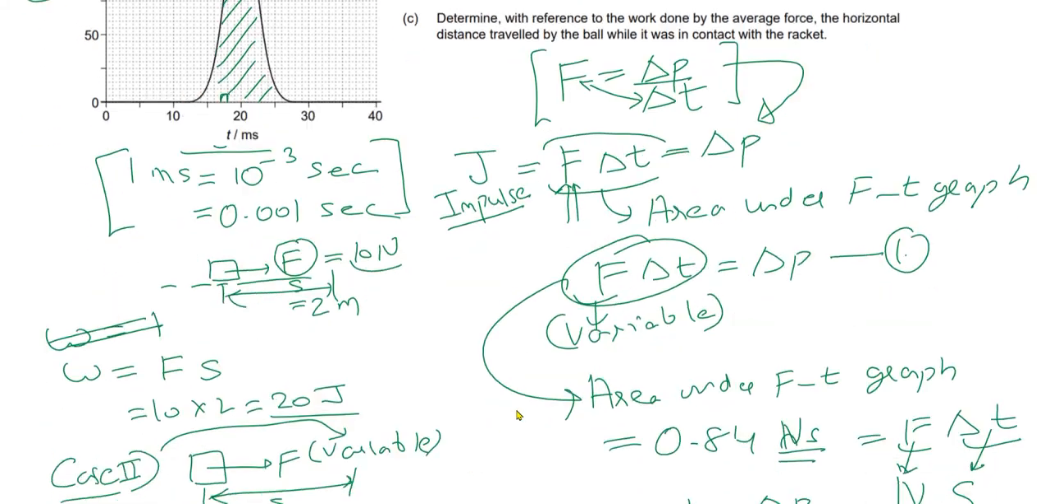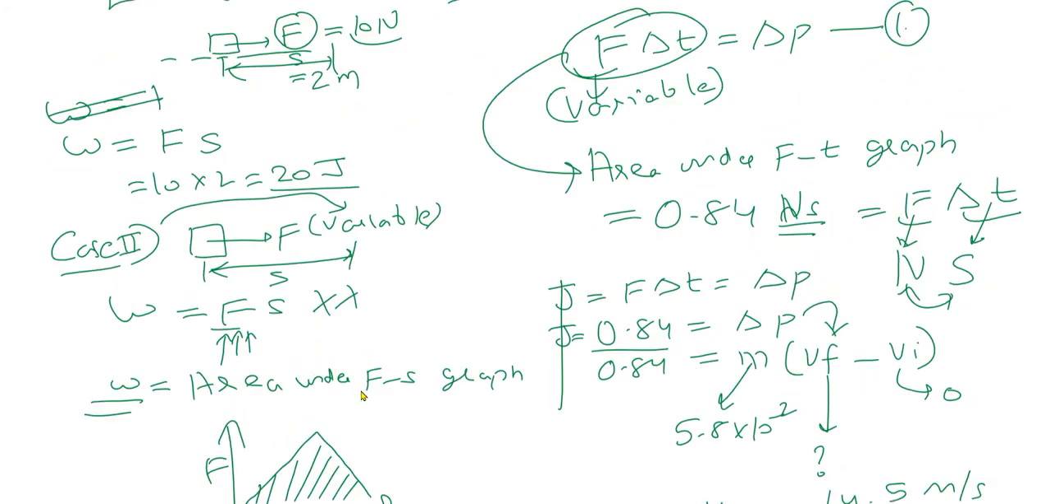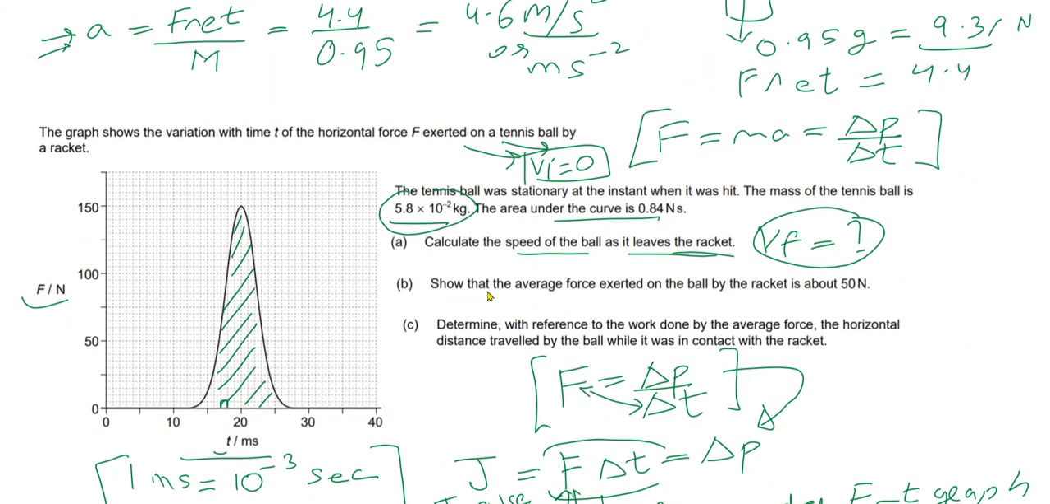Alright, so let's move to the next part, next sub question. And what was that? Okay, so B part is we have to find the average force exerted on the ball by the racket.